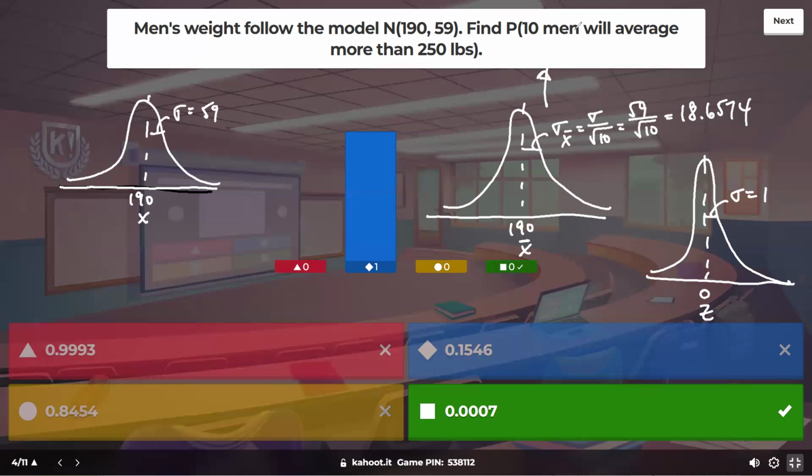We're trying to find the probability that the average weight of 10 men will be more than 250. So that's this middle distribution here, 250. We want to know the probability that it'll be more than 250, so we have to figure out what this area is. To do that, we go to our standard normal distribution. We're going to be finding the area of this tail, but we've got to figure out what this z value is here. And what's our formula for the z value?